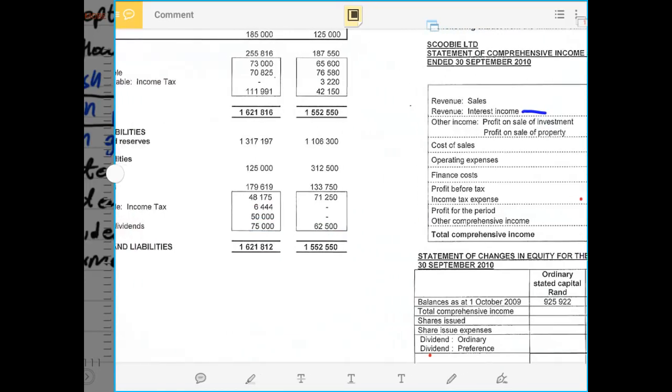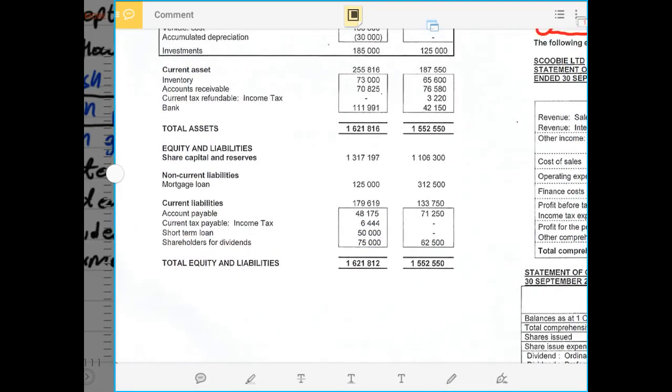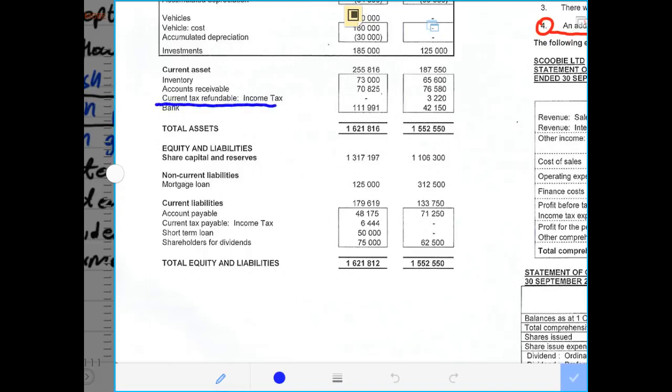Now we go to our taxation expense. Remember, I said with regard to taxation expense, you need to take note that under the current assets in the statement of financial position, there was current tax refundable income tax, and that was 3,220. And this is an asset. That means SARS was owing us money by the end of the year 2009.